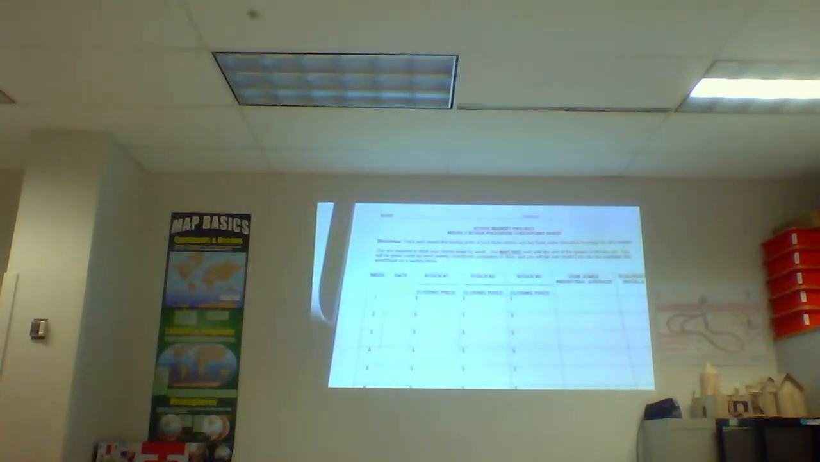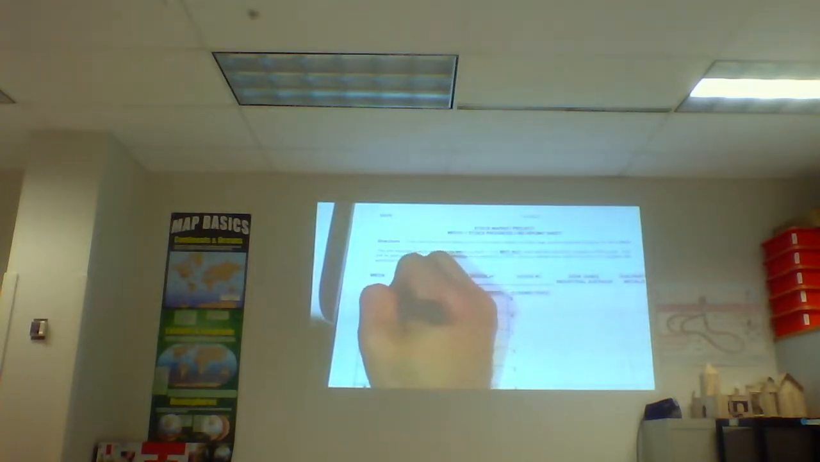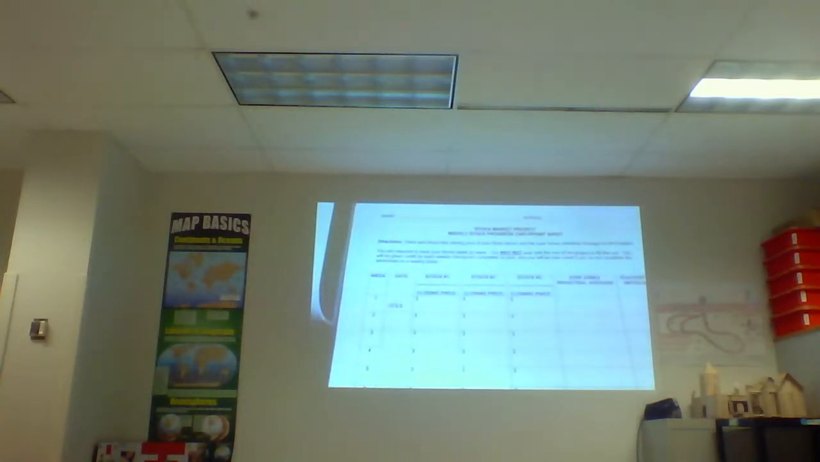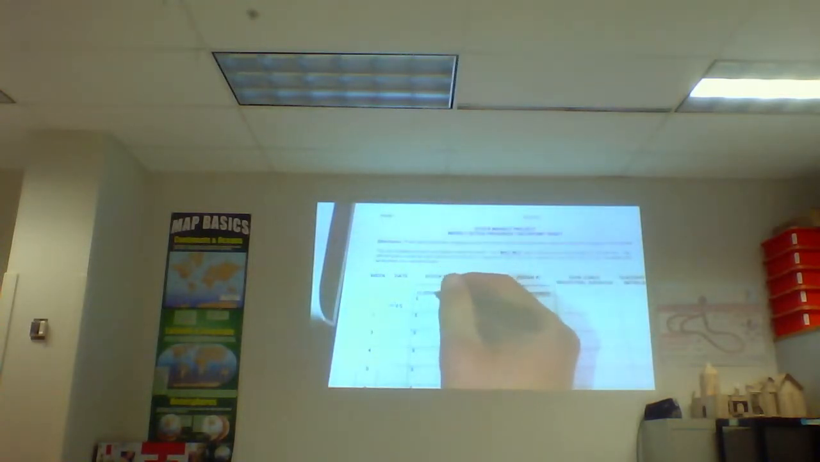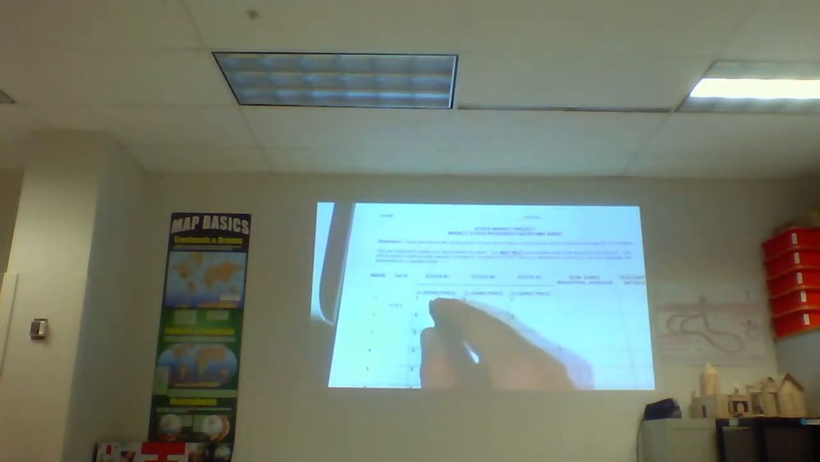What you'll need to do is write down today's date in the box under week 1, so you can write 10/25 in that box. And then for our first stock, whatever you chose, you're going to need to research the closing price, the last closing price for that stock.